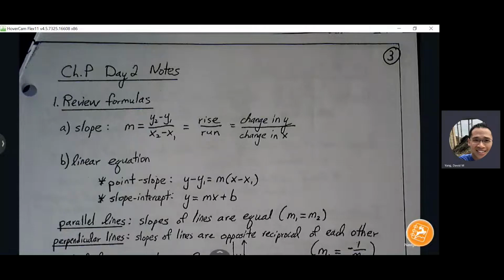Okay, so first let's review slope. Slope is just change in y over change in x.